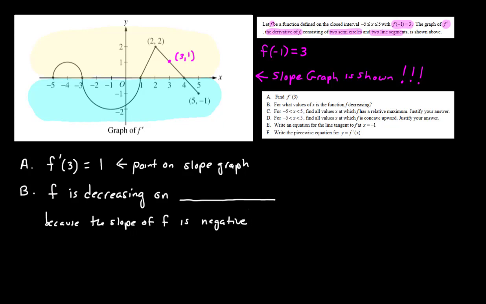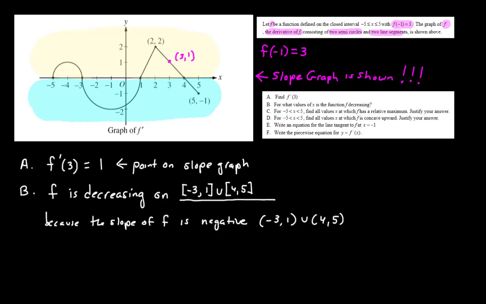So we can see where the slope is negative. I see the slope is negative where I have the blue highlight, because that's where the slope graph is below the x-axis. So f is decreasing on, and I'll use the standard bracket notation, [-3, 1] in union with [4, 5], because the slope of f is negative on [-3, 1] in union with [4, 5].